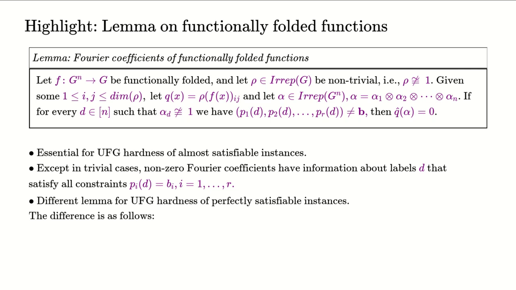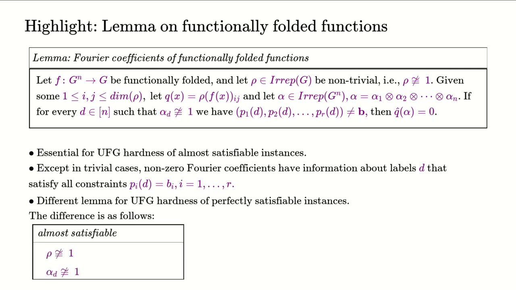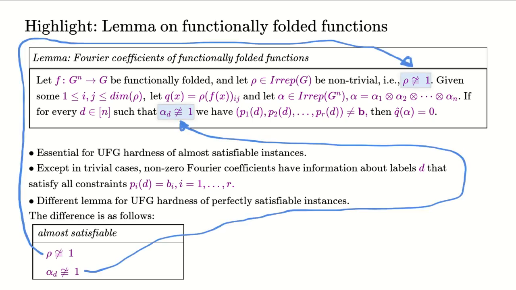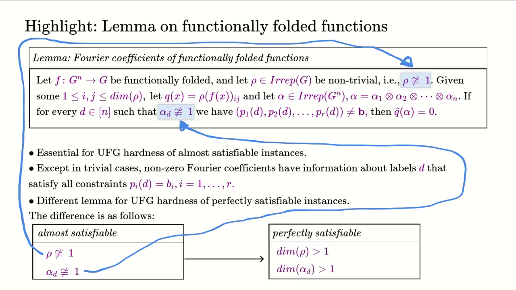A different lemma is used for universal factor graph hardness of perfectly satisfiable instances. In particular, our non-triviality conditions for ρ and alpha d from the statement above need to be replaced by a different non-triviality condition which states that dimensions of ρ and alpha d need to be greater than 1, since, as we hinted before, dimension 1 representations do not capture non-abelian structure, and perfectly satisfiable instances are easy to solve for abelian groups.